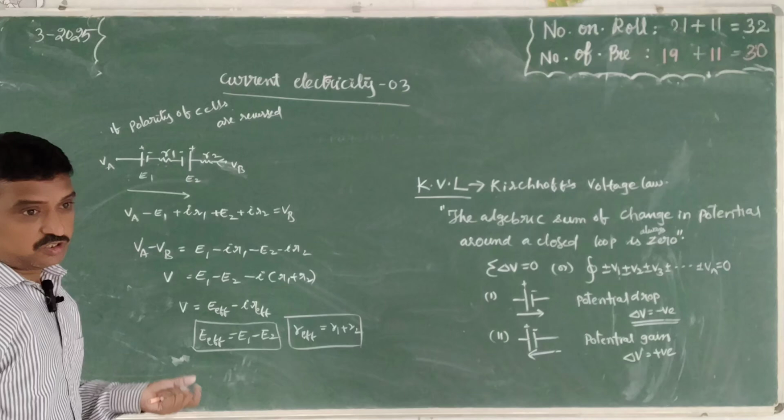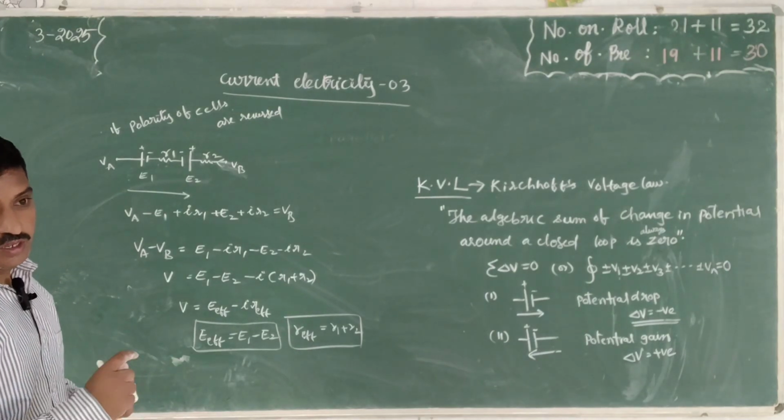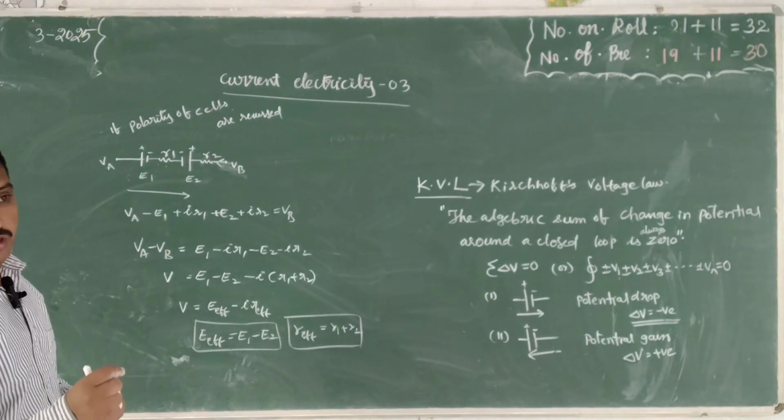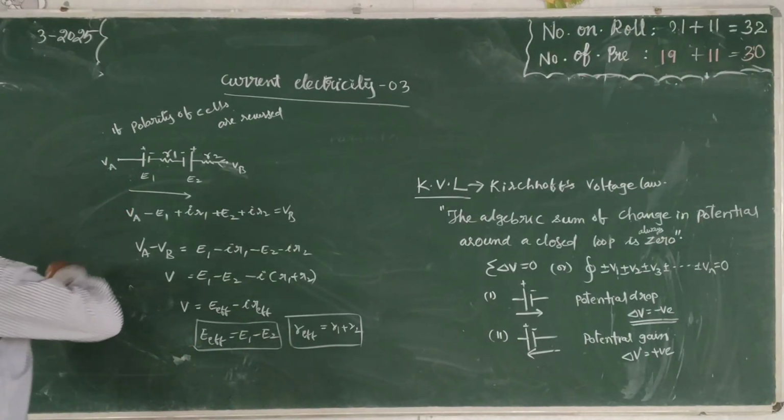Before this, we discussed the normal connection, where cells are not reversed and polarity is the same. In that case, effective EMF equals E1 plus E2 plus E3 and so on up to En. Internal resistance is R1 plus R2 plus R3 and so on up to Rn. So now we discuss the problems.